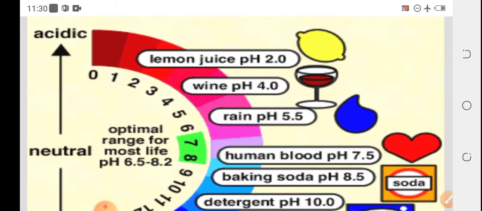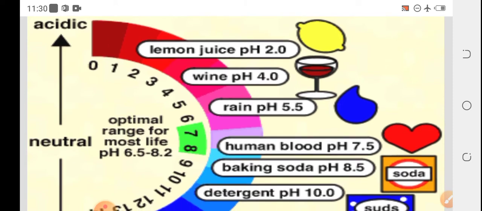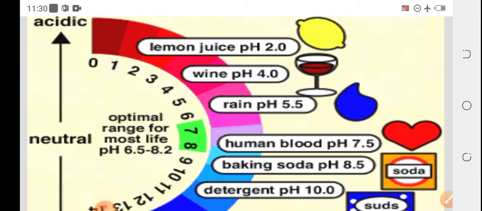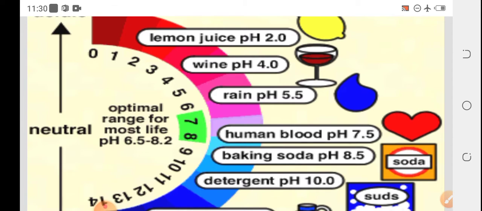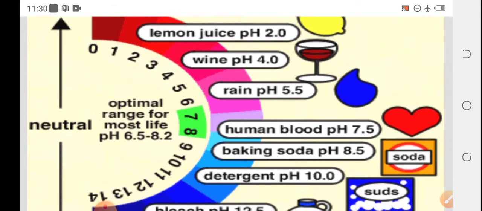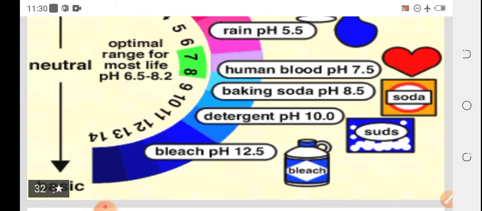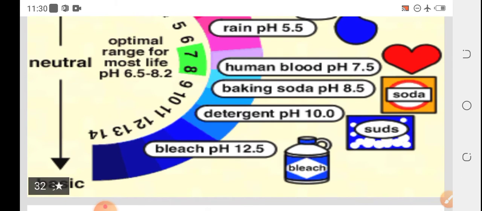On this pH scale, from 0 to 6, you can see lemon juice, wine, and rain. These show acidic character, which is why they are placed before 7. Seven is the neutral state. Human blood, baking soda, detergent, and bleach all belong to the basic materials. Human blood is about 7.5, a slightly basic material, and baking soda is about 8.5.